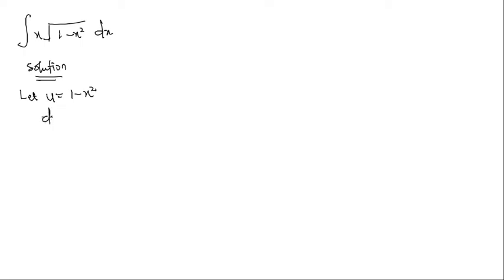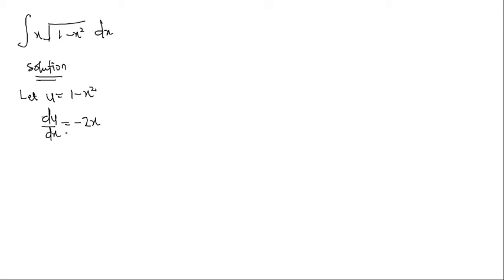Now after we use another variable to represent what we have over here, we differentiate it. So we differentiate u with respect to x. If we differentiate this, 1 is a constant, so we differentiate a constant, we get 0, so that is gone. If we differentiate negative x squared, we still have the negative, we bring the 2 here, then we subtract 1 from the power, so it becomes x power 1. So if we differentiate 1 minus x squared, we get negative 2x.